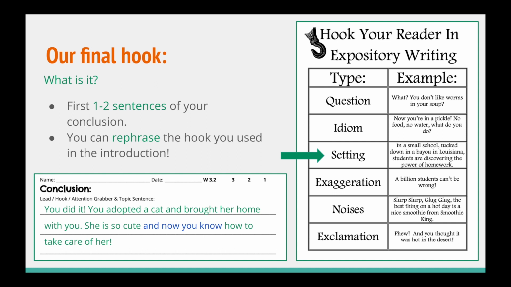What is it? It's the first 1 to 2 sentences of your conclusion, and you can rephrase the hook you used in the introduction. So I'm going to take what I wrote in my introduction, and I'm going to change it around so that now it fits with my conclusion. Here's what I wrote. "You did it! You adopted a cat and brought her home with you. She is so cute. And now you know how to take care of her." Do you see how I put the part "and now you know" in blue? That means that you can try it out for your hook as well. A great way to give a full wrap-up to your writing is by rephrasing what you did at the very beginning of your writing.